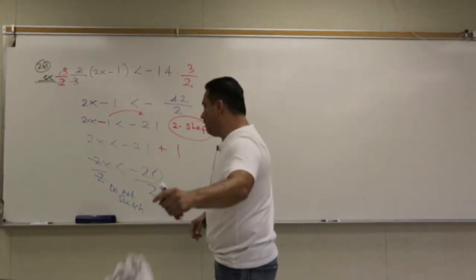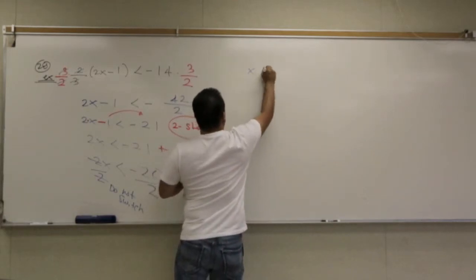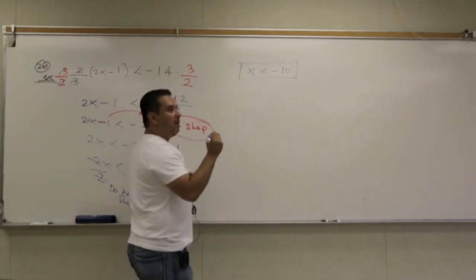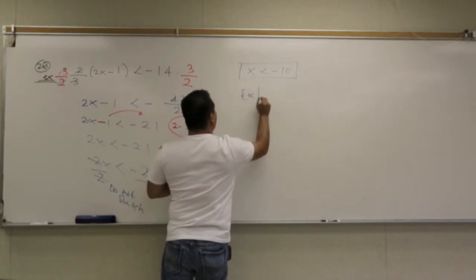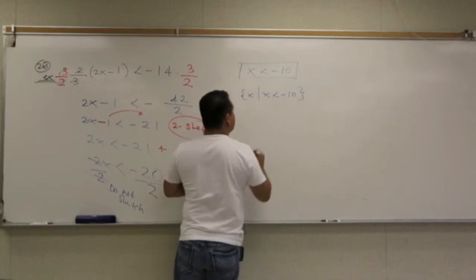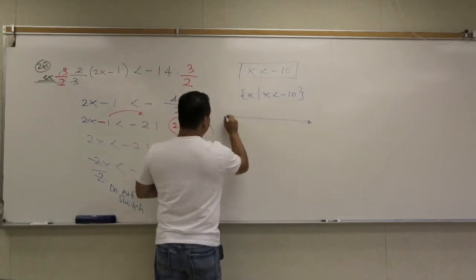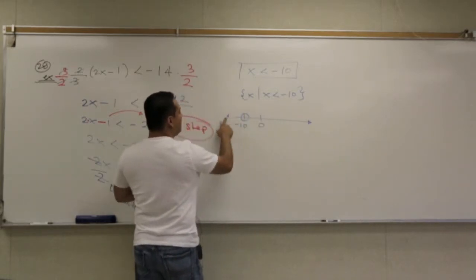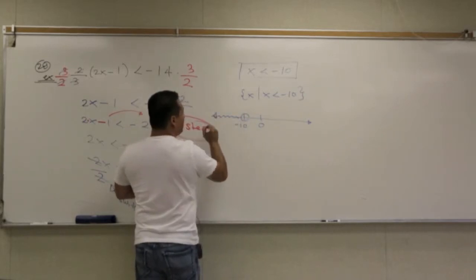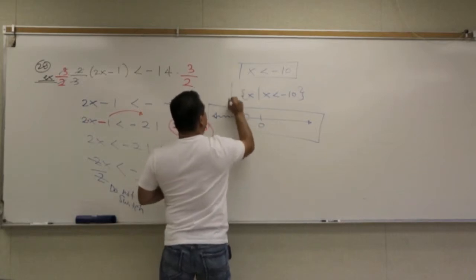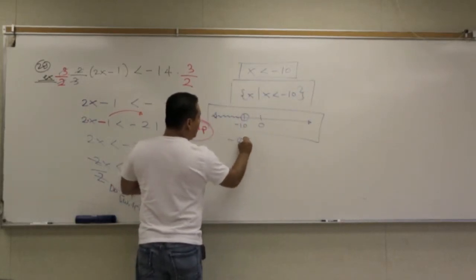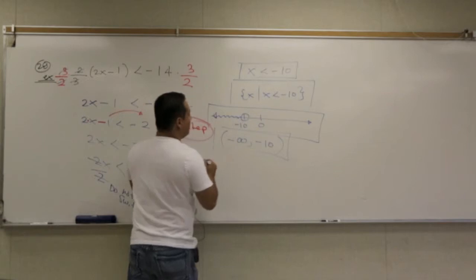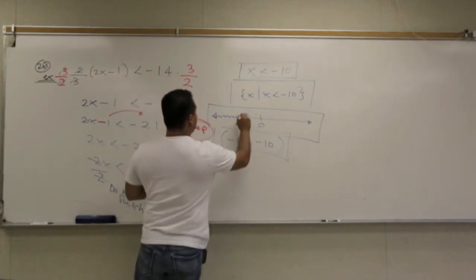So let's take a look. What does that give you? Negative 10. X is less than negative 10. Good. Here's my solution. What does set notation look like? The set of x such that x is less than negative 10. Here's a set. Let's look at the graph. 0, what else? Where's negative 10? To the left. Open circle, shade everything to the left. What does the interval look like? Negative infinity up to negative 10. Is that both parentheses? Yes. Okay, good. Whew. You are done.